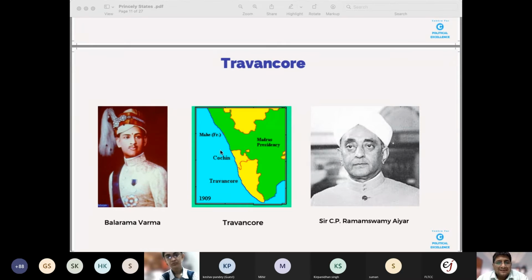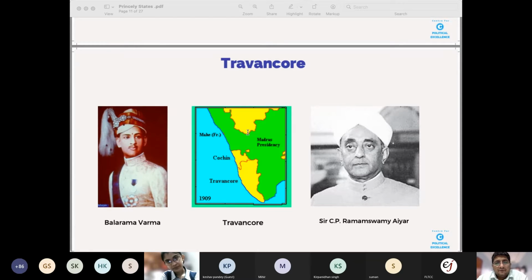If you see, it borders the Arabian Sea on the left, and Travancore was ruled by, you can see on the screen, Prince Balram Verma, and the person on the right is Sir C.P. Ramaswamy Iyer. He was the Diwan, like the Chief Minister of Travancore. He was the one responsible for taking all the decisions related to the administration of this particular princely state.